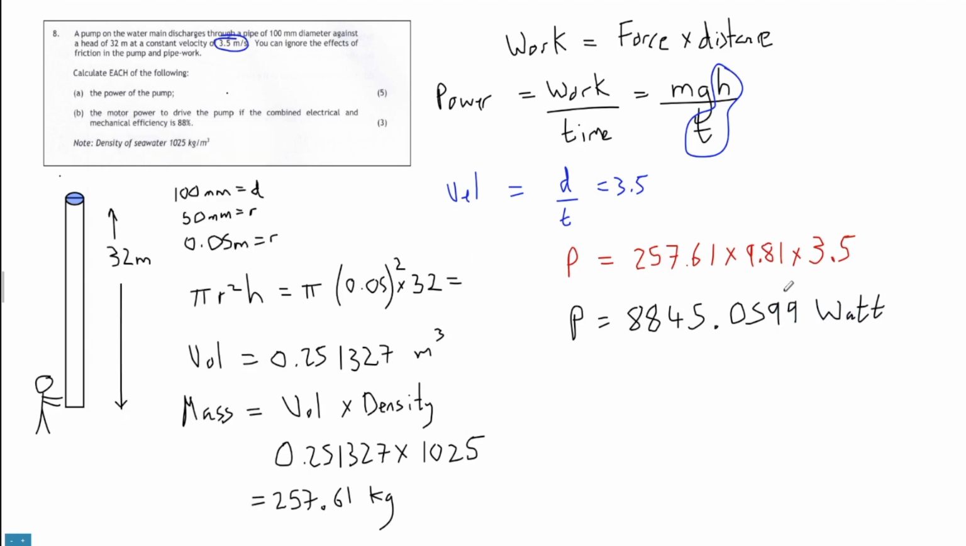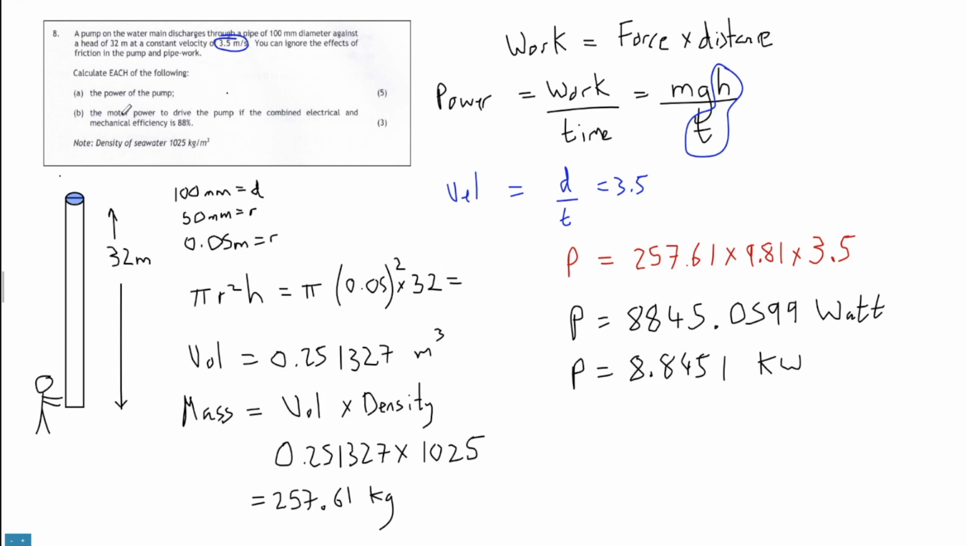We can drop it into kilowatts if you like. So the power of this pump is going to be 8.8451 kilowatts. Great, that is the power of the pump. That's question A done.